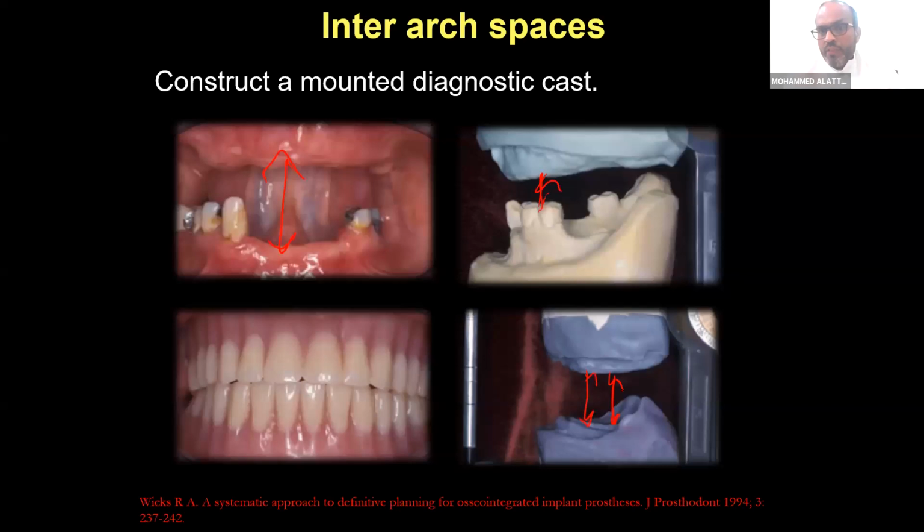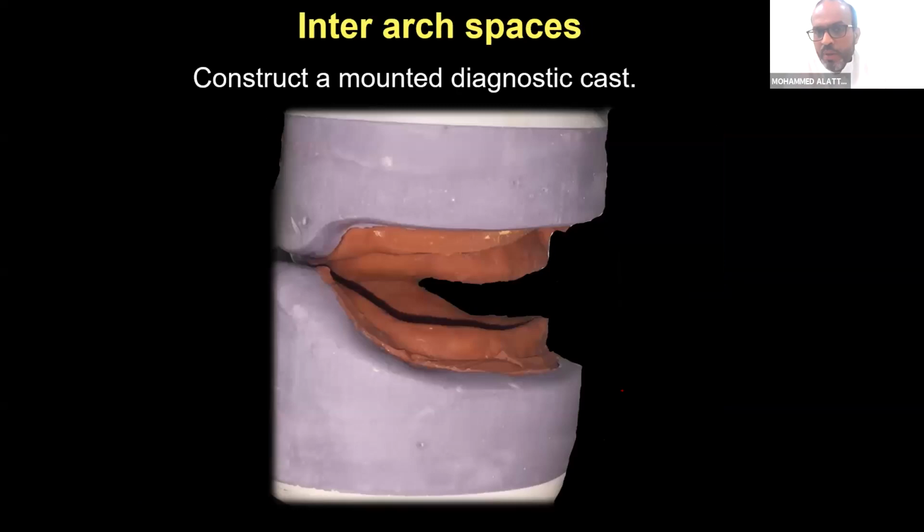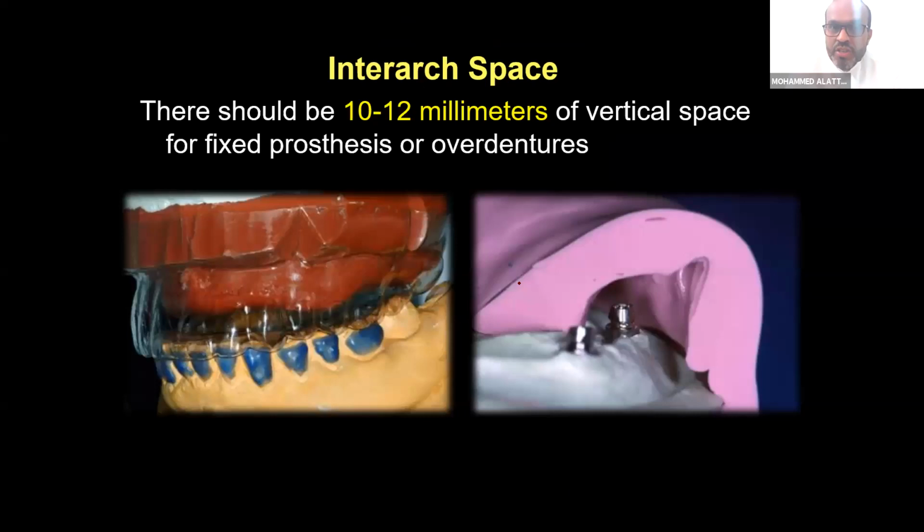We try to do this for all of our cases: when we examine the patient, we can examine the interarch space, and we can also do a diagnostic wax-up and see how our future prosthesis will be. For example, the patient has this implant in this area and also has a denture, we can do it by ABOI, and we can see the interarch space that we have for our future prosthesis.